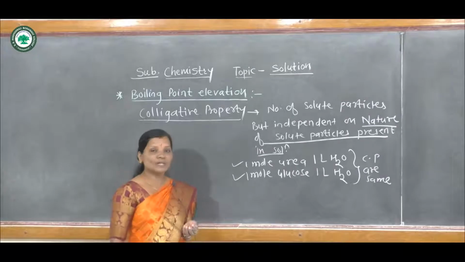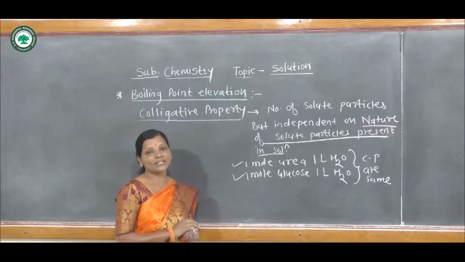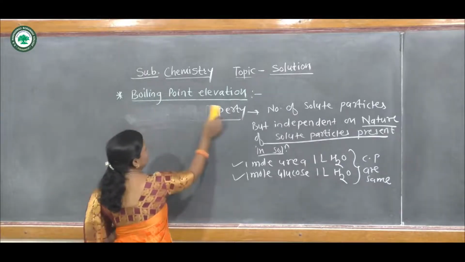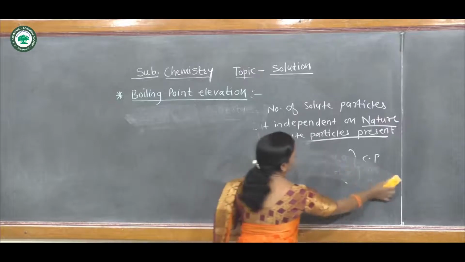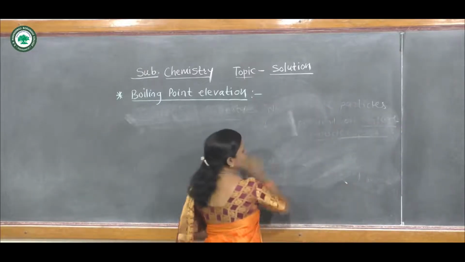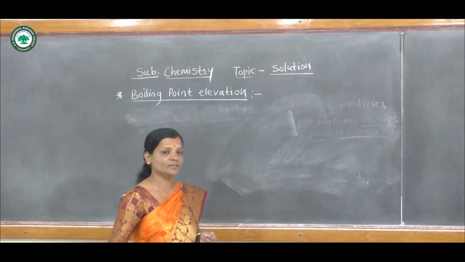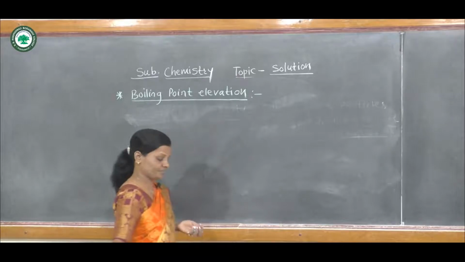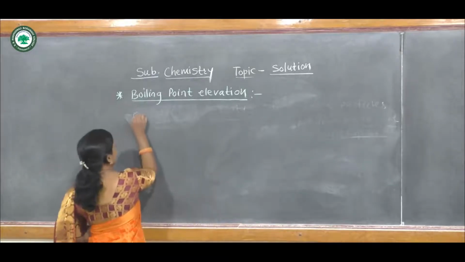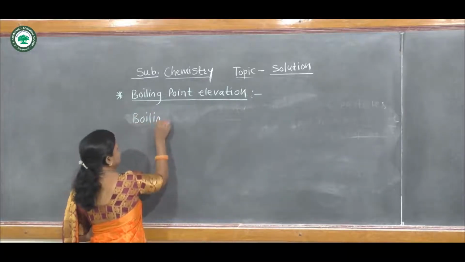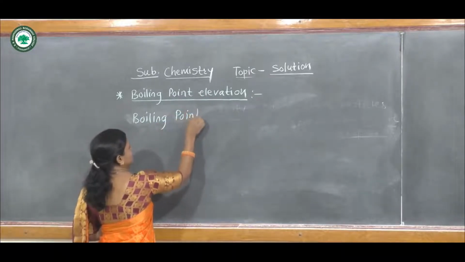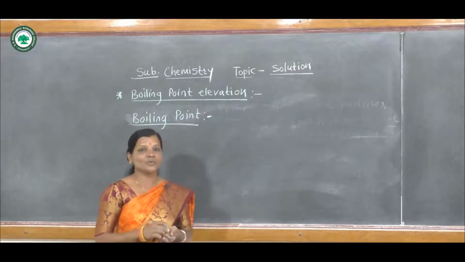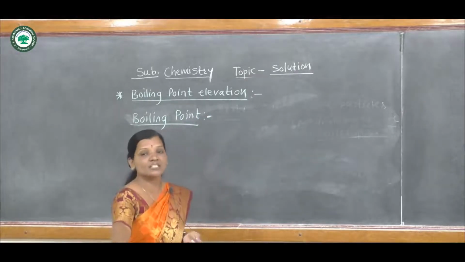And here we are going to see the next colligative property, that is boiling point elevation. In that case, first we should know what is meant by boiling point. What is meant by boiling point? Now to understand the concept of boiling point, we should consider a small experiment.